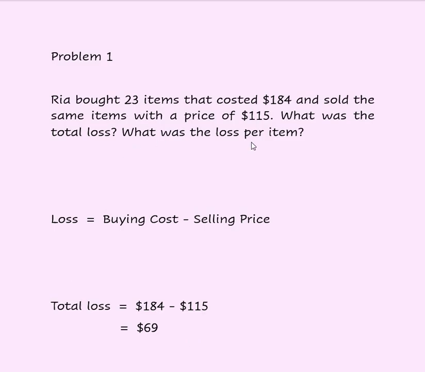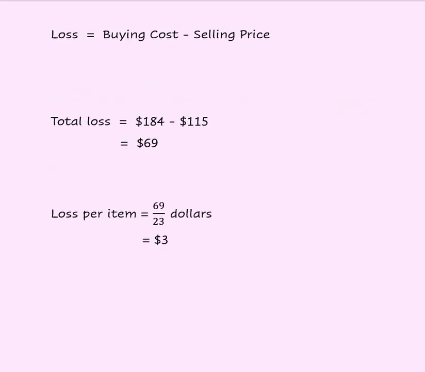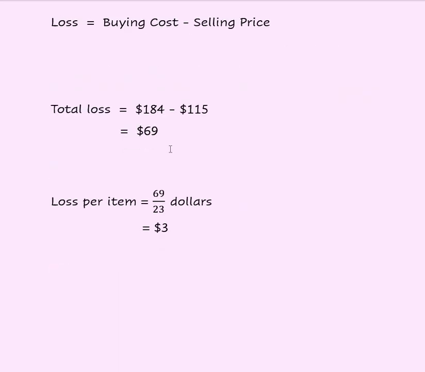So the amount of loss per item will be total loss divided by the number of items, which is 23. So we get loss per item equals total loss $69 divided by the number of items 23, which gives us $3. So the loss per item is $3. This is the end of first problem.